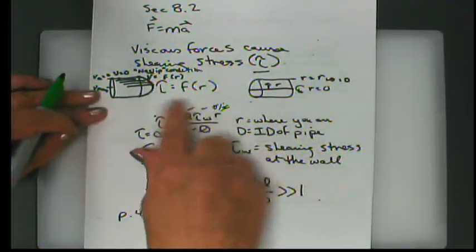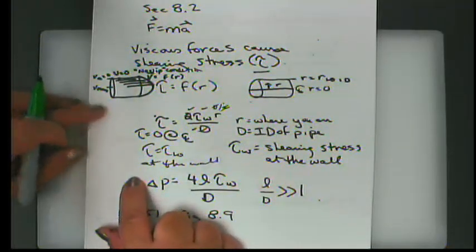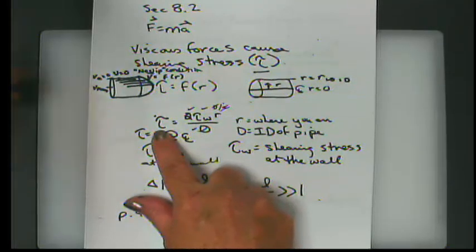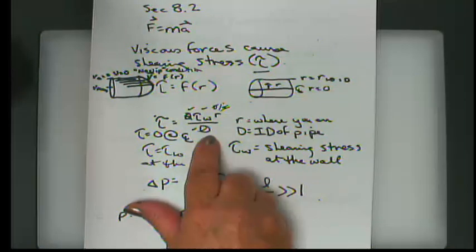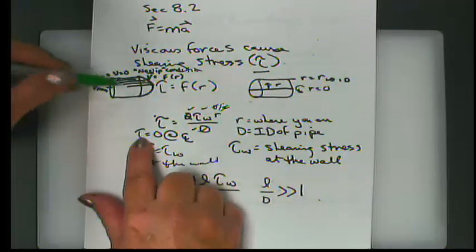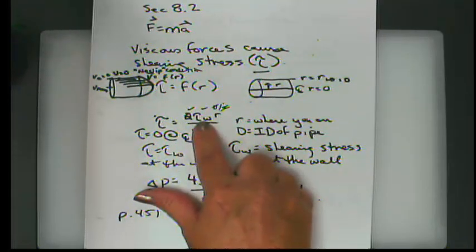So we look at the pattern of tau, because velocity, if you see, is a function of the radius, so is tau. And the nature of the function is that tau at a particular distance from the center line is equal to the tau at the wall, where it's a maximum, times the radius over the inside diameter of the pipe. And so velocity is maximum at the center line, tau is 0 at the center line, and tau is maximum at the wall.